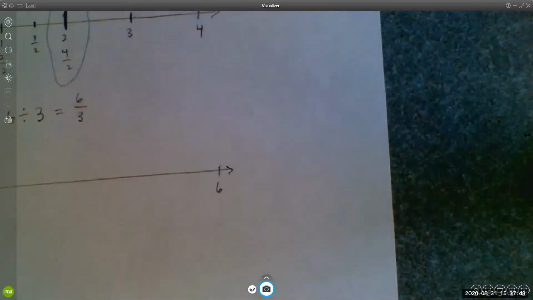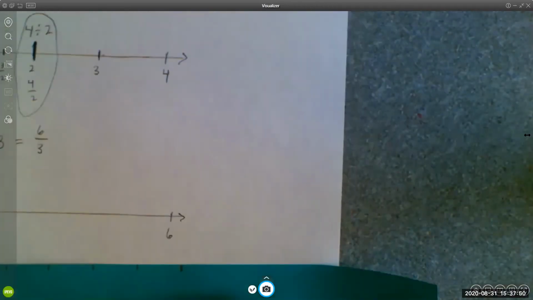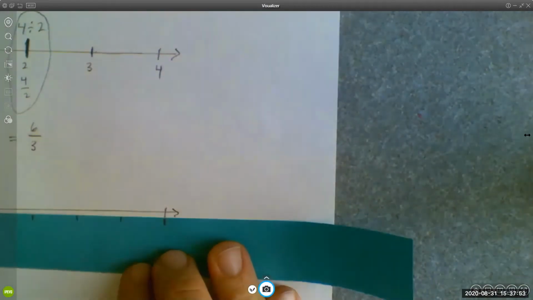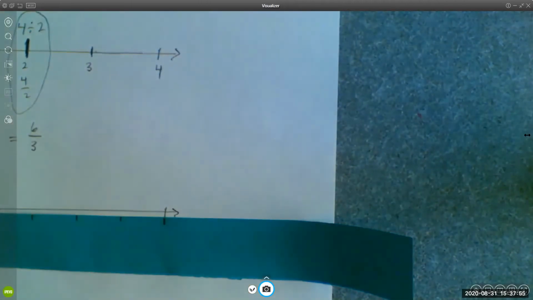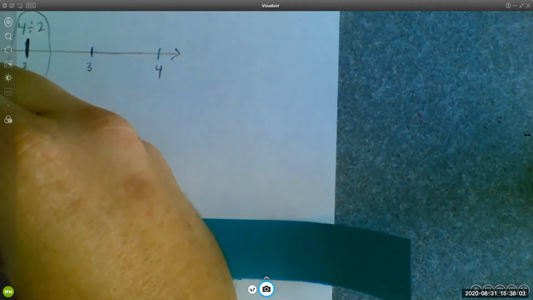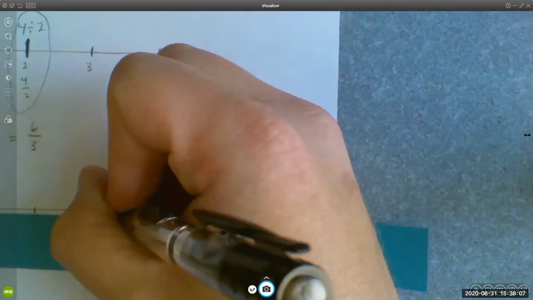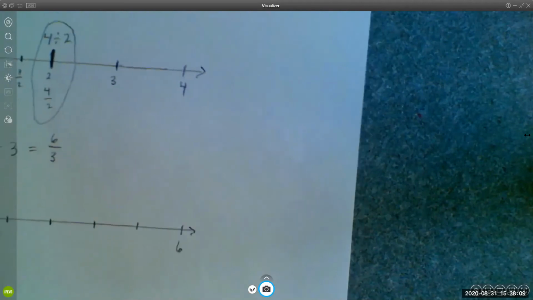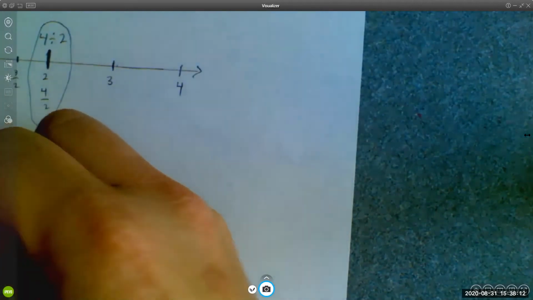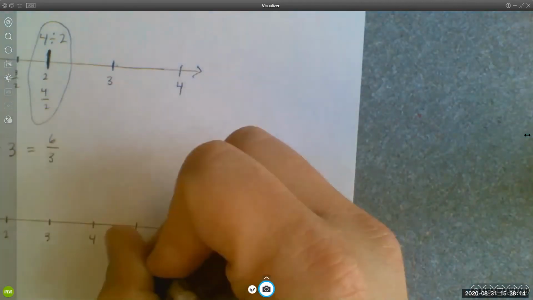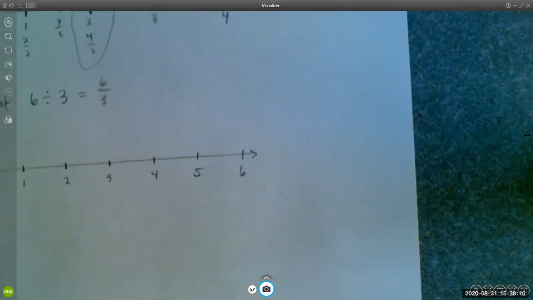Okay, I can transfer that back over here. You know what, these units aren't going to be big enough for me to divide them into thirds. Well, I'll make do. I should have made the units bigger though. Okay, so I've got 6 units now.